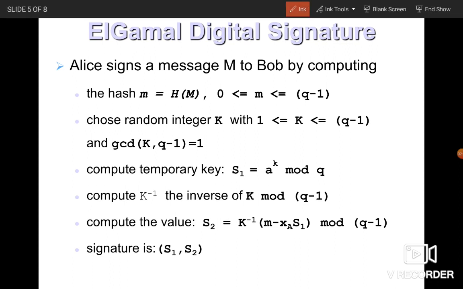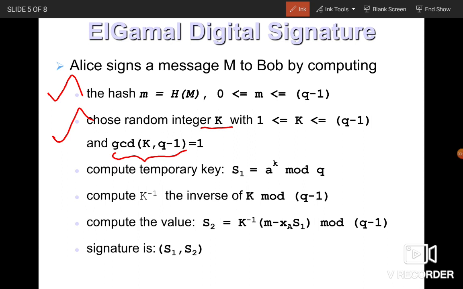ElGamal digital signature. Alice is the sender. Alice signs a message M to Bob. First she has to calculate the hash of M. From the message she has to calculate the hash of M, and usually M also lies between 0 and Q minus 1, and she has to choose one random number K. K also lies between 1 and Q minus 1. The GCD, that is the greatest common divisor, of K and Q minus 1 should be equal to 1.